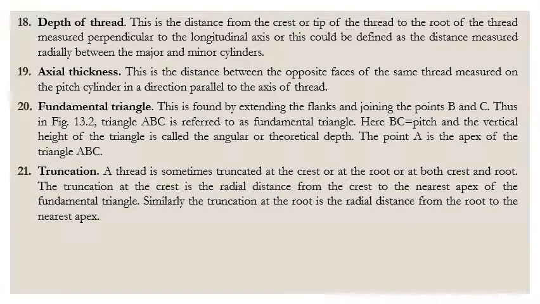Truncation. A thread is sometimes truncated at the crest, or at the root, or at both crest and the root. The truncation at the crest is the radial distance from the crest to the nearest apex of the fundamental triangle. Similarly, the truncation at the root is the radial distance from the root to the nearest apex.